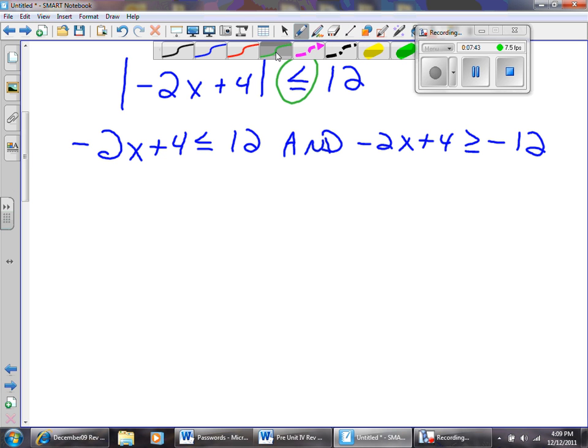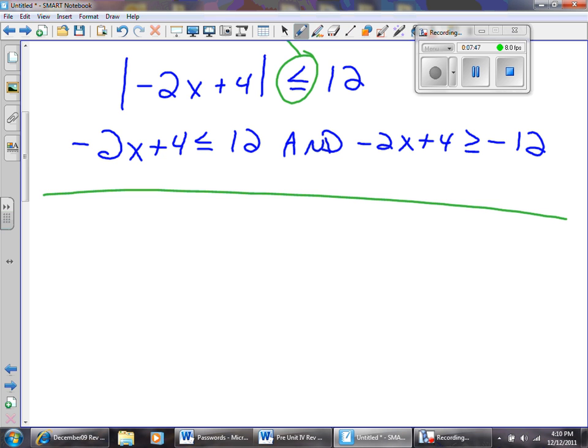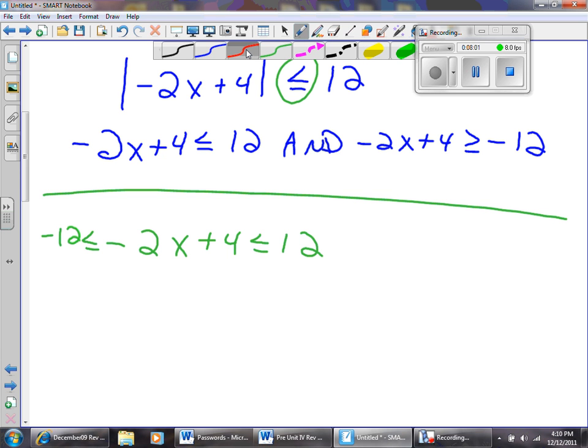I'm going to set mine up this way, and I'll just draw a line so you can tell the difference in the work. −2x + 4 is less than or equal to 12. And then I do my inequality over here and a −12 here. They mean the same exact thing. I like my way because it seems like less work to me. I understand it, but my way is not better. You do it the way you understand it. I want you to understand what you're doing and get the correct answers.